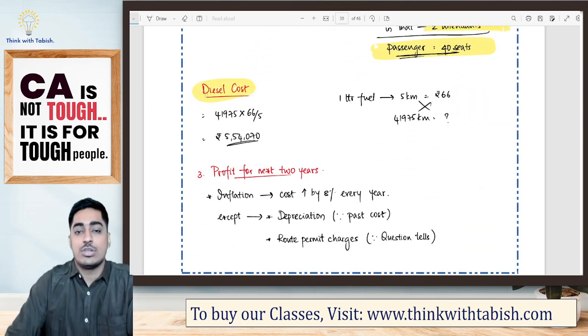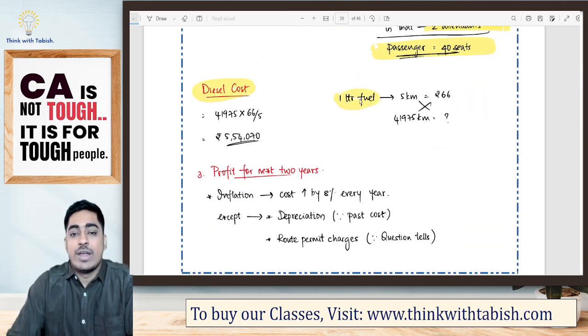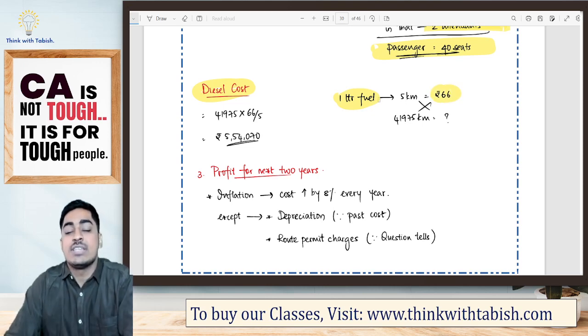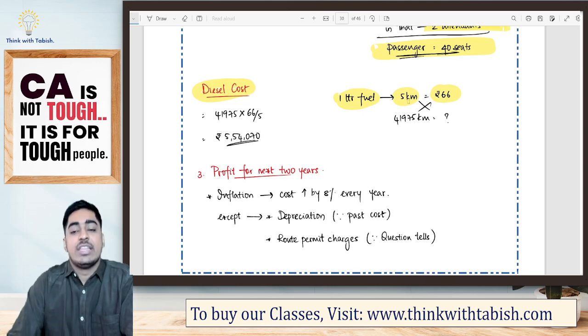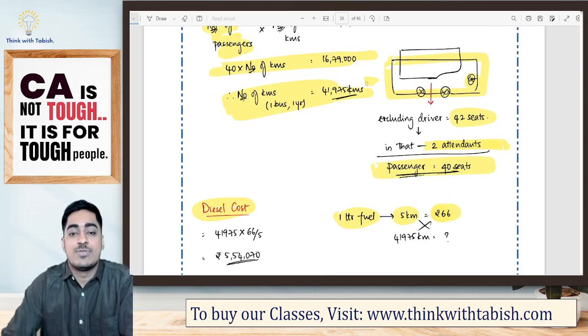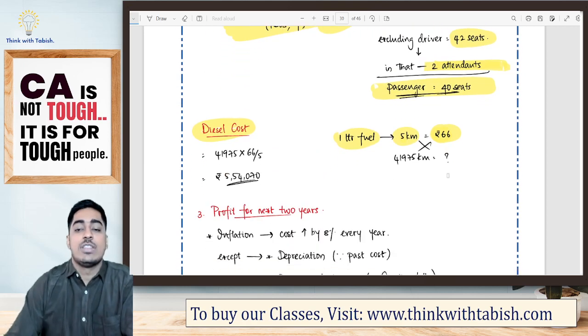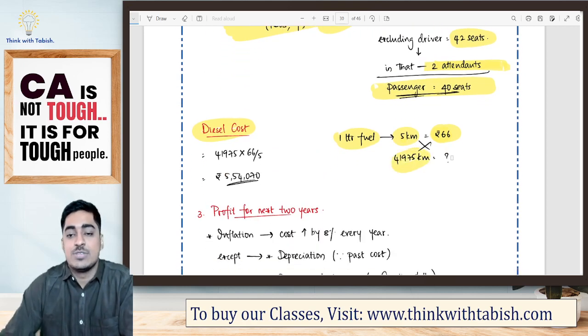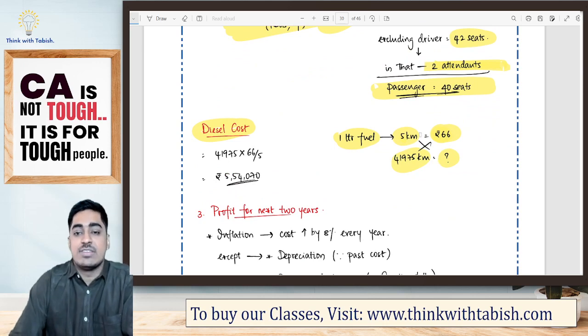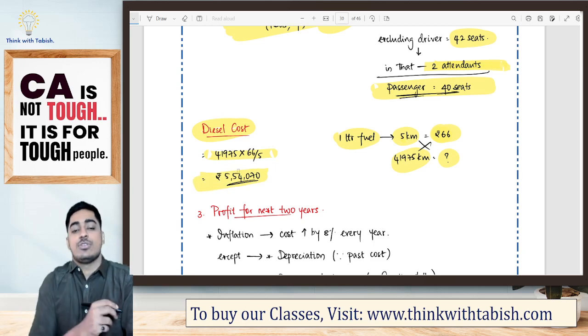Second thing is diesel cost. Question is telling for 1 liter fuel it is 66 rupees. I am asking in 1 liter fuel how much distance can I go? It is telling 5 kilometers. That means for 5 kilometers 66 rupees. I want to travel altogether one bus for 1 year. How many kilometers? 41,975 kilometers. That means for this much, what is going to be my fuel cost? It is 41,975 into 66 upon 5, which will be 5,54,070.